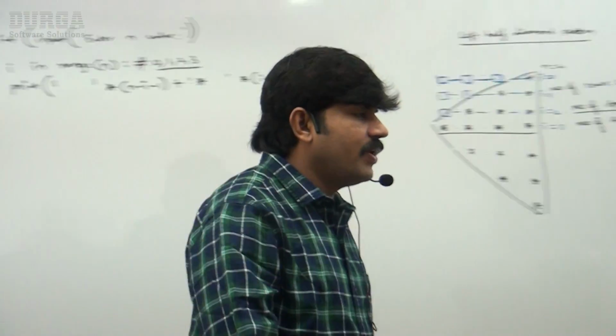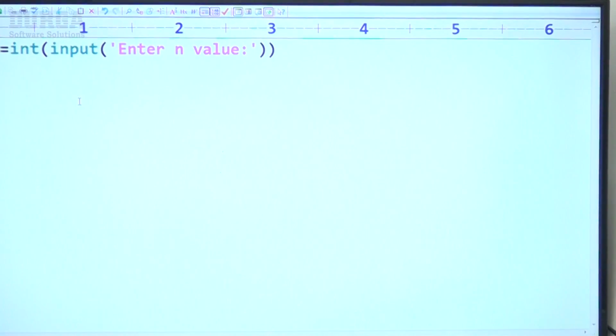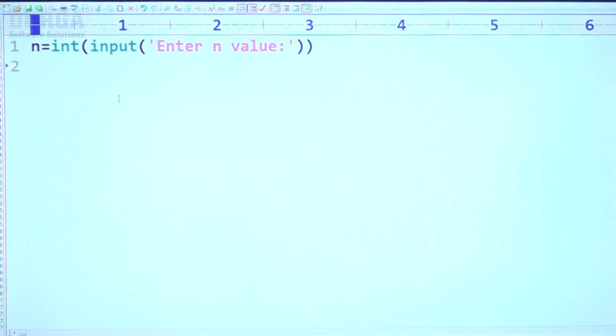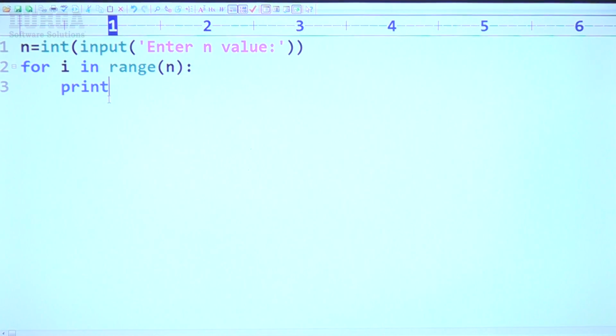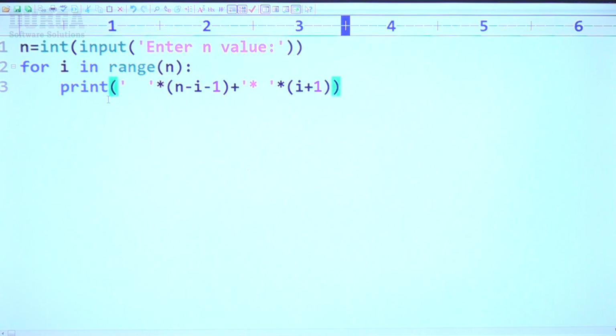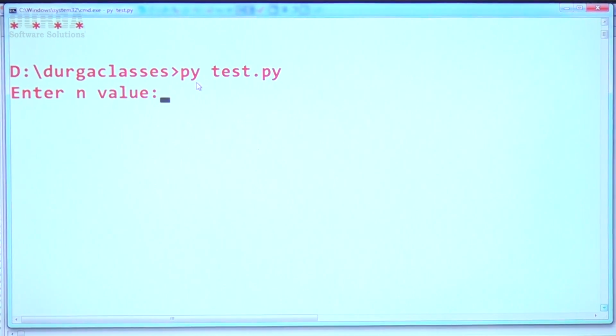Let me have a look once. Sir, now I want to execute. n is equal to int of input of enter n value. For i in range of n, print space symbol followed by separator space, how many times? n minus i minus 1 number of times, plus star followed by space, how many times? i plus 1 number of times we have to take. That's all, sir. Now have a look once, sir. If I execute this one, enter n is equal to 4.